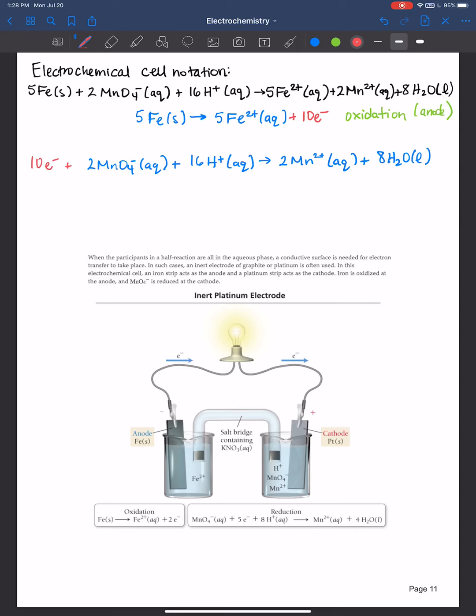So if the iron is undergoing oxidation, the manganese, or the permanganate, is undergoing reduction. And reduction occurs at the cathode.